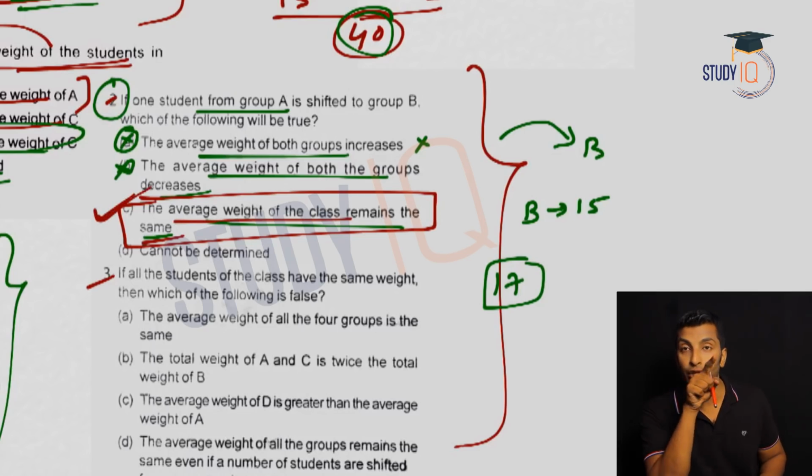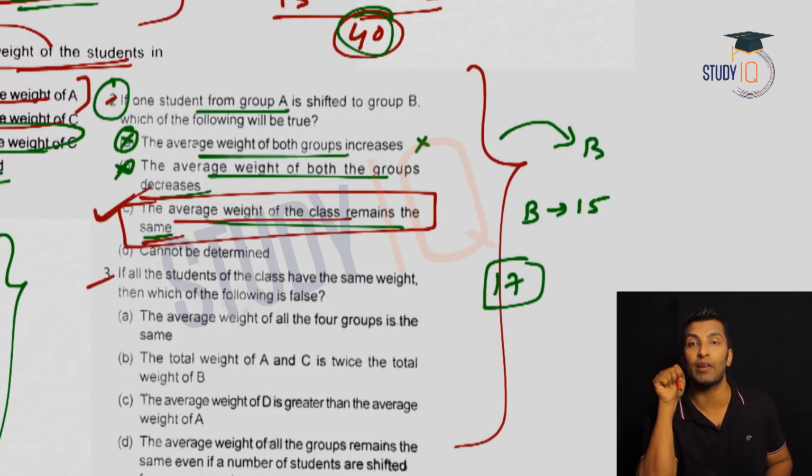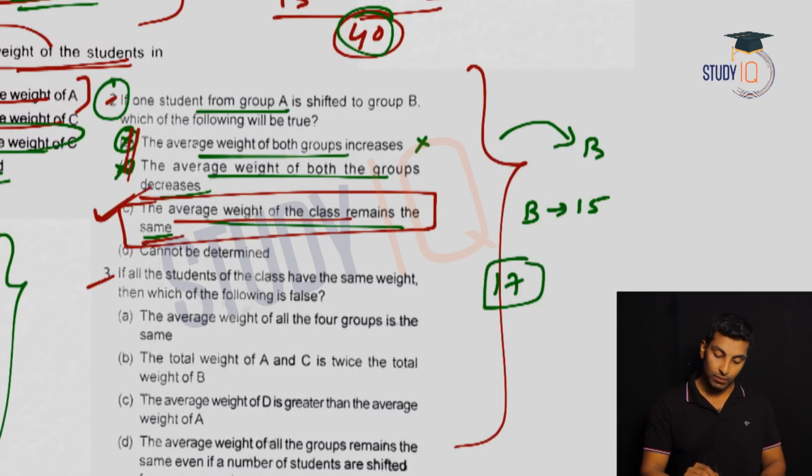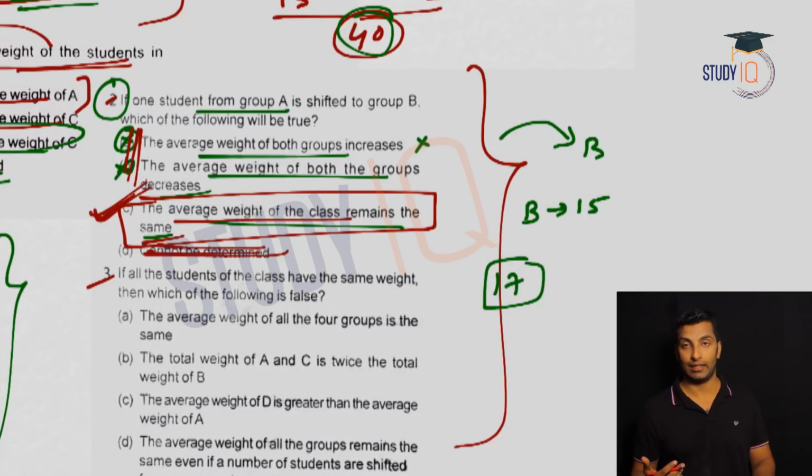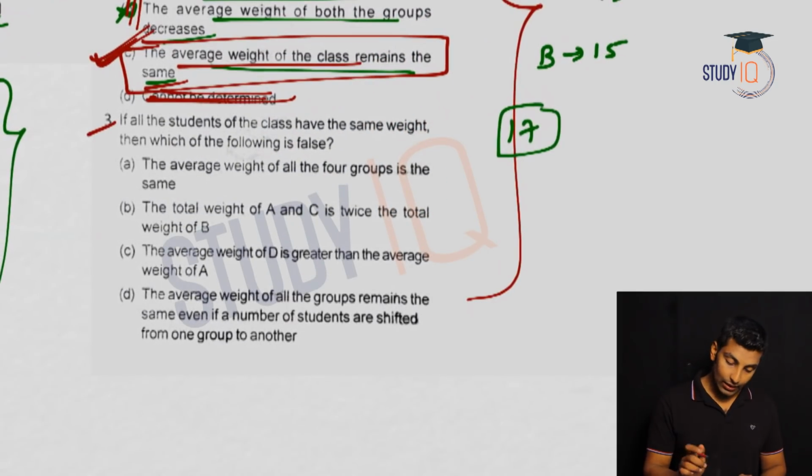Why? Because although you shifted from A to B, you remain in the same class. So in the same class, the number is not changing and the total weight is also not changing. I hope you understood this. But these two are not possible and there is no relevance for them, because when you have C, it is correct. Okay, now let's look at the third question.